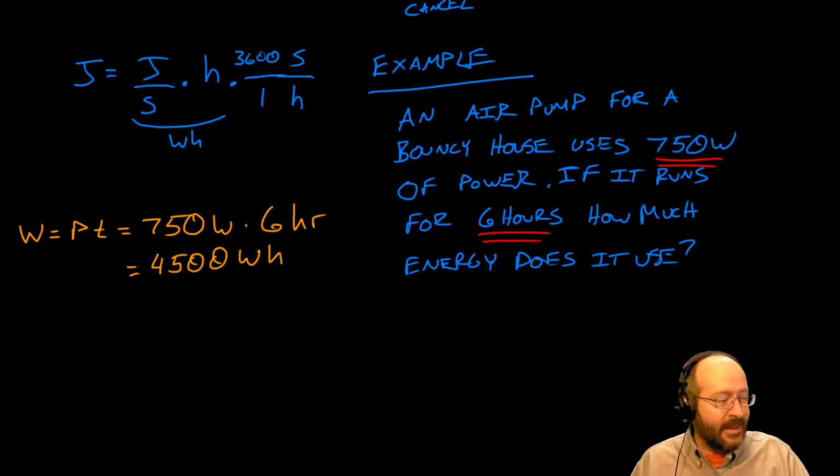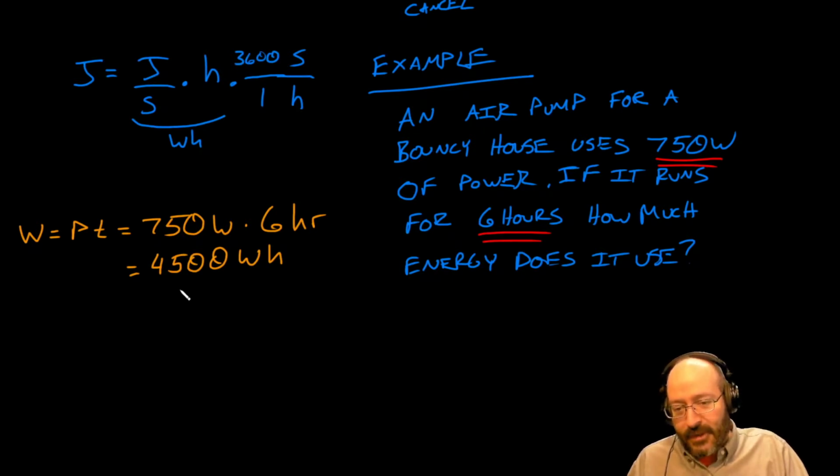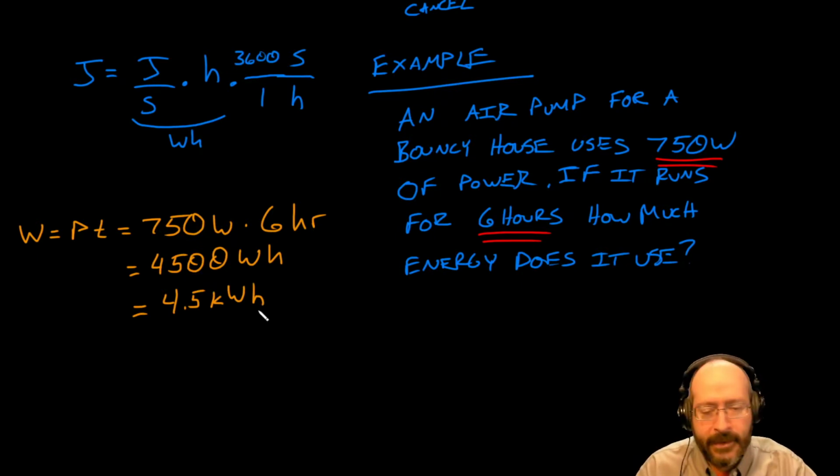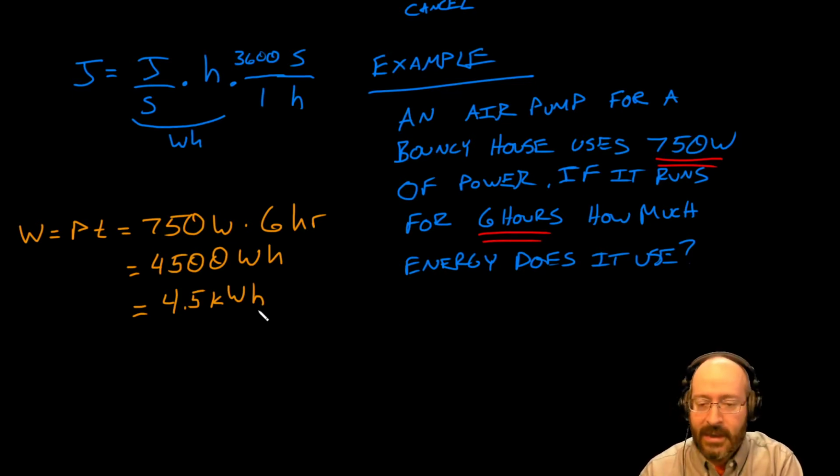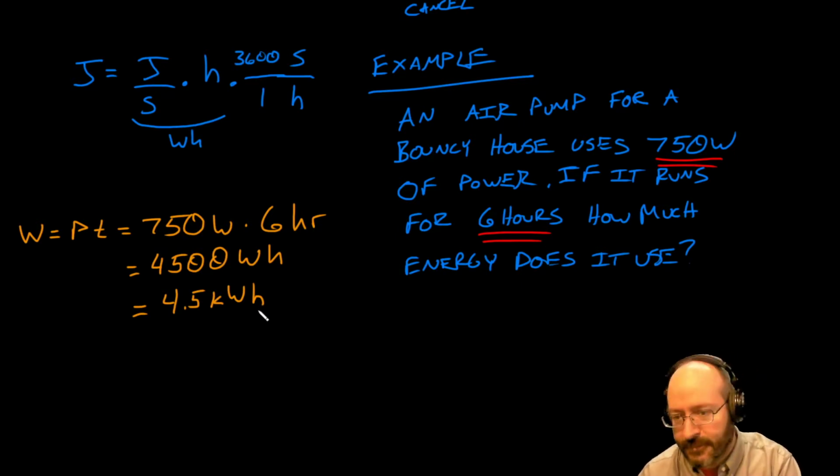4,500 watt hours. And we could also express that in kilowatt hours, right? 4.5 kilowatt hours, if we are being good and strict about using engineering notation. Okay, so 4.5 kilowatt hours, and then we can go figure out what our rate is. It's probably around 20 cents nowadays, and figure out how much it cost us to run the air pump for this bouncy house for 6 hours.